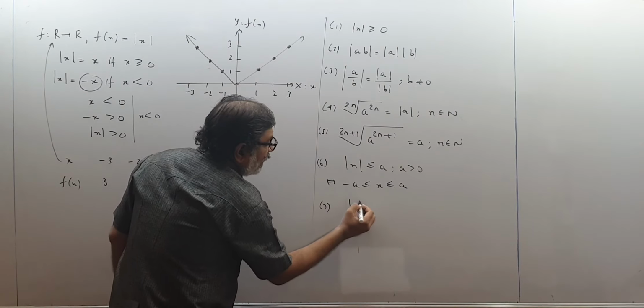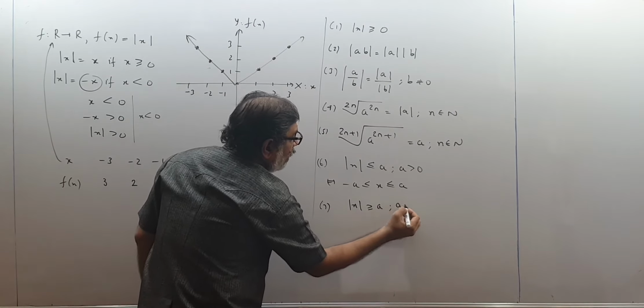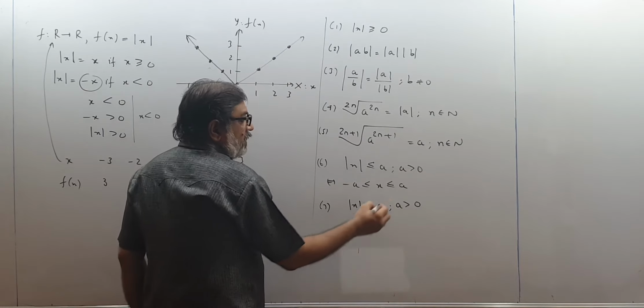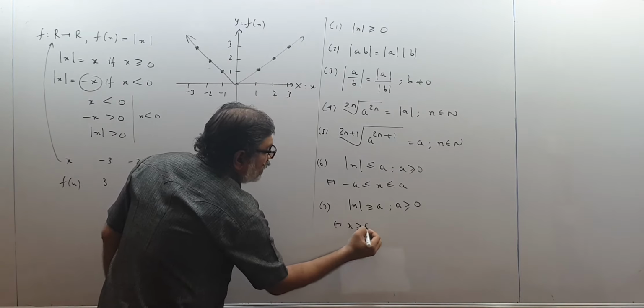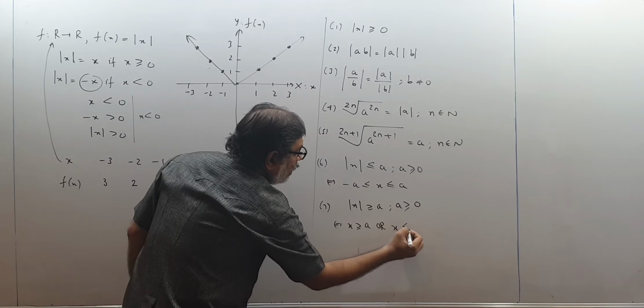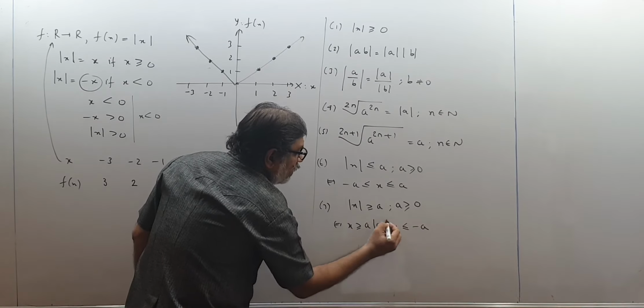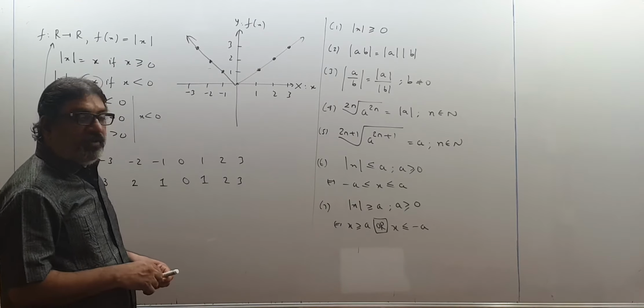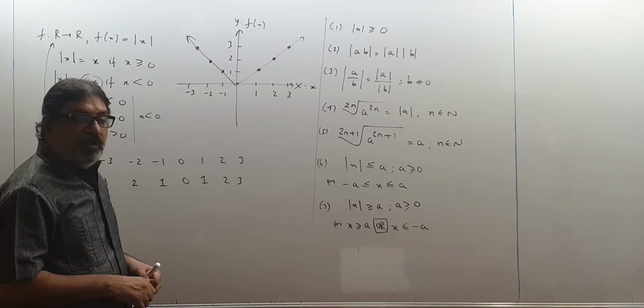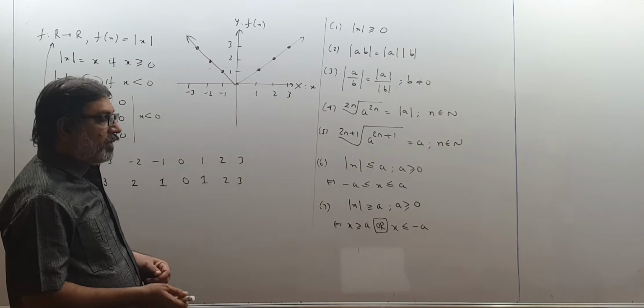7th, mod x greater than equal to A, where A greater than 0. Of course, you can write equal to 0 also. This will mean x greater than equal to A or x less... This "or" is very important to worry about. Mod x greater than equal to A, where A is a positive number or 0, means x greater than equal to A or x less than equal to minus A.